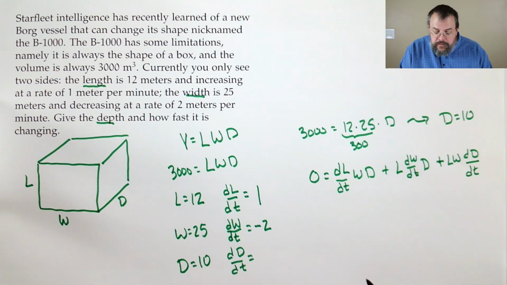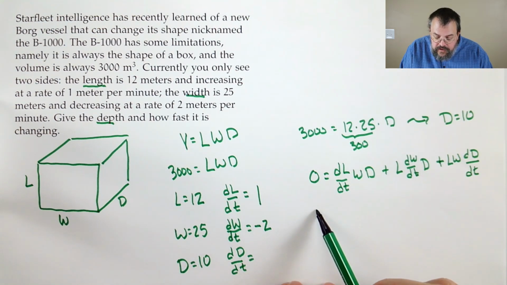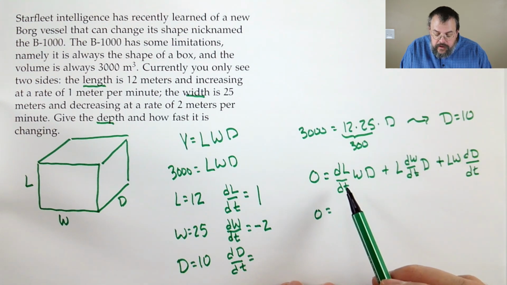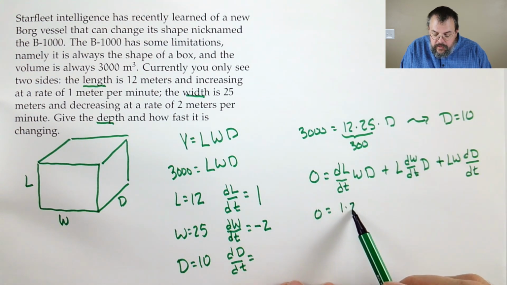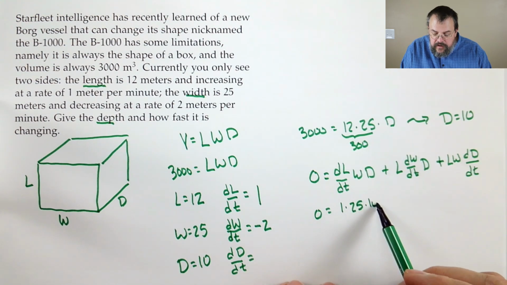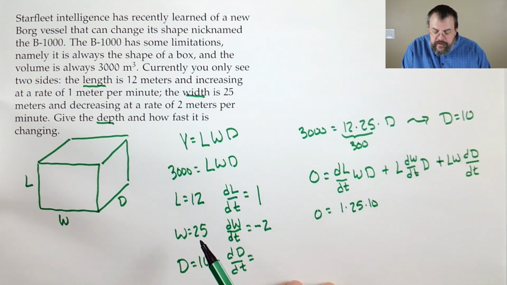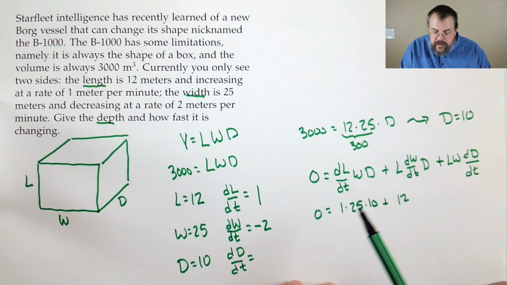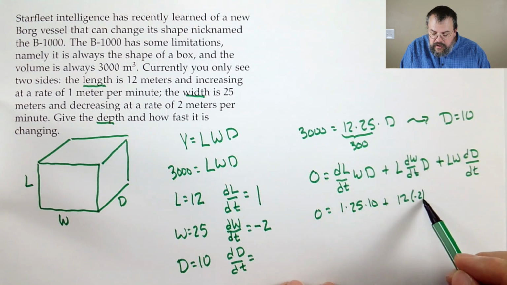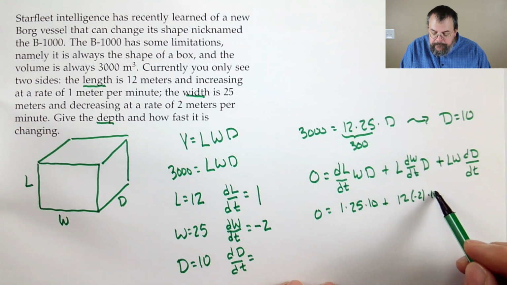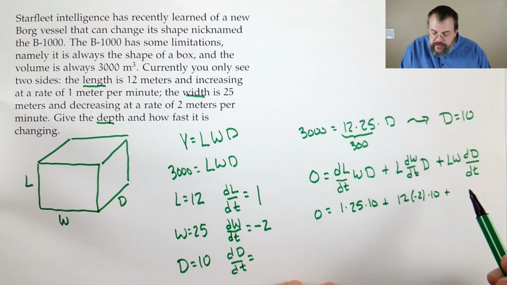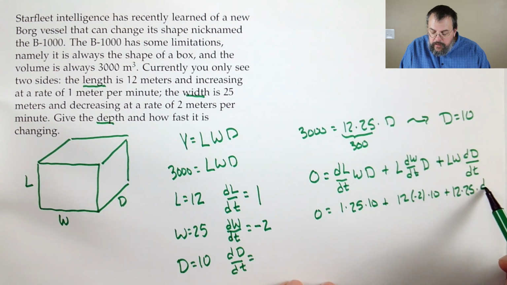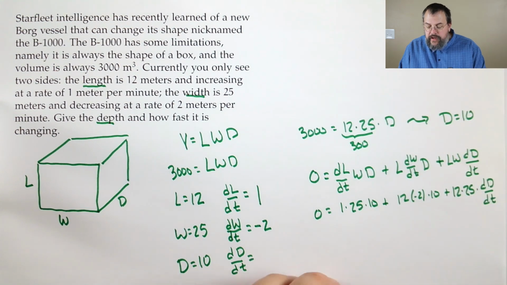Now we plug in what we know. So we know 0 is equal to, well, what do we have? 1 times 25 times 10, plus then 12 times negative 2 times 10. Okay, plus, then we have 12 times 25 times, well, what we don't know. But that's okay, because we're trying to solve for that. So if we knew it, we wouldn't be doing this right now.